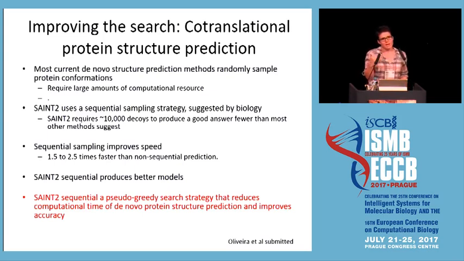Reassuringly, or perhaps better than that, the sequential procedure produces better models. So you're producing a better answer by doing this. So I am not getting trapped in local minima by making this choice. I think it's a pseudo-greedy search strategy. That's all I'm doing, and it reduces the computational time to generate de novo protein structures, and it actually improves their accuracy.